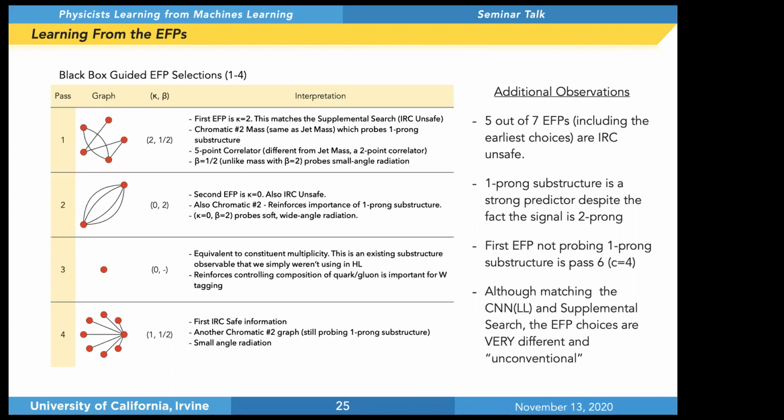So now, for some reason, it's suddenly sensitive to 3-prong substructure. So it doesn't even look at the dijet problem directly. It's indirectly trying to understand monojets instead. But I think the interesting takeaway is that even though you can recover the performance of the low level, it picks graphs that you would not go in choosing on your own.